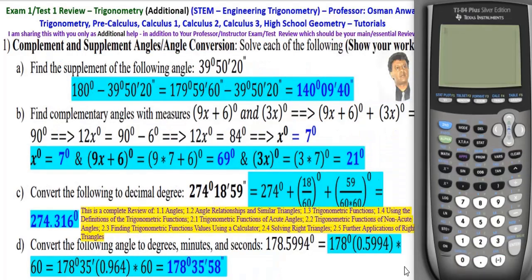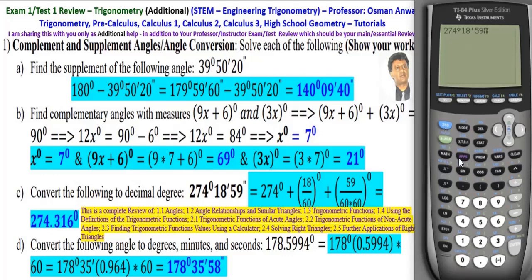For C, to convert to decimal degree, simply enter the values as they are. So it is 274, second angle, degree, then 18, second angle, minute, 59.